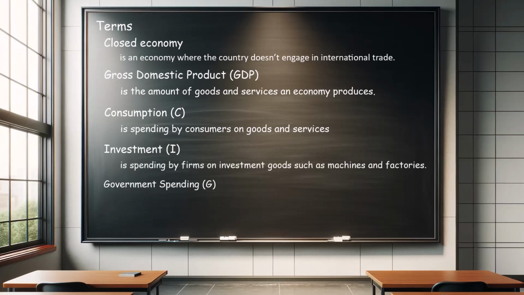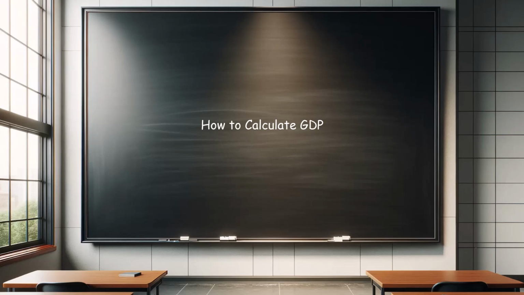Investment (I) is spending by firms on investment goods such as machines and factories. The investment amount depends on the interest rate, the price of borrowing money. Government spending (G) is spending by the government on public goods like defense, healthcare, and roads. Now let's look at a process to find GDP, given consumption, investment, and government spending.